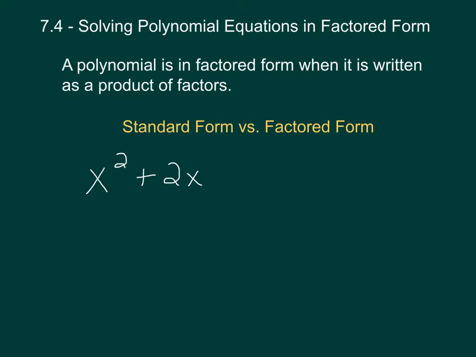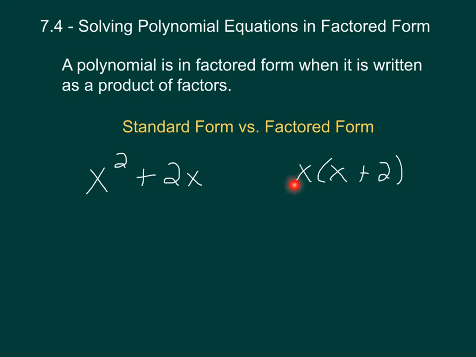To write this statement in factored form, we would have to think what multiplication took place to lead me to x squared plus 2x. Well, since I have an x in each part, it means that I must have distributed an x to two different terms originally. And this is what the original factored form would have looked like. X times parentheses x plus 2 is the factored form of x squared plus 2x, which is in standard form.